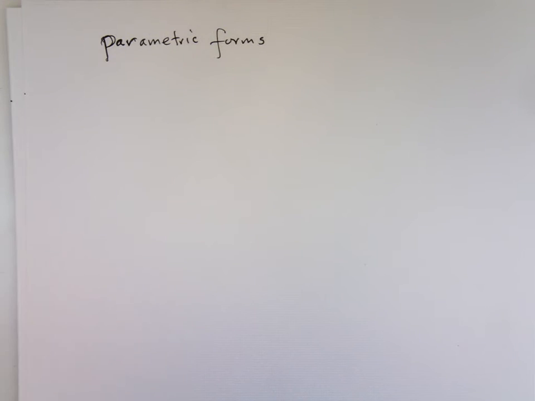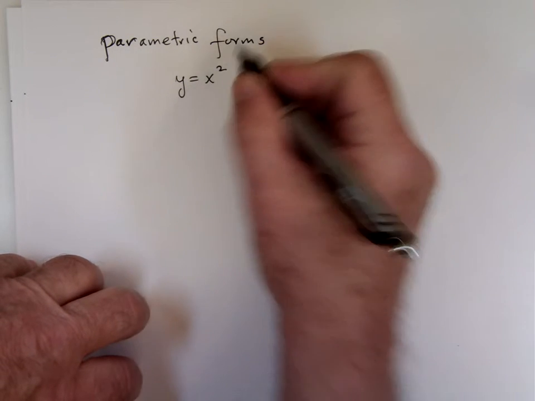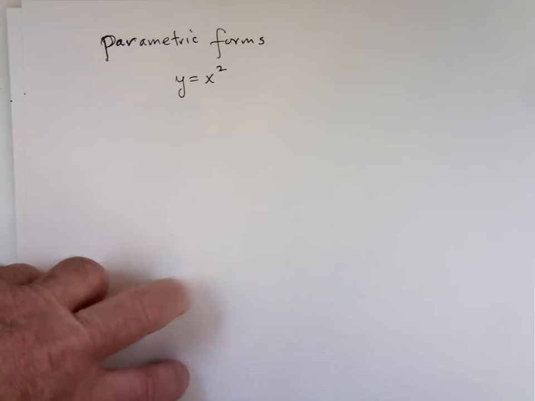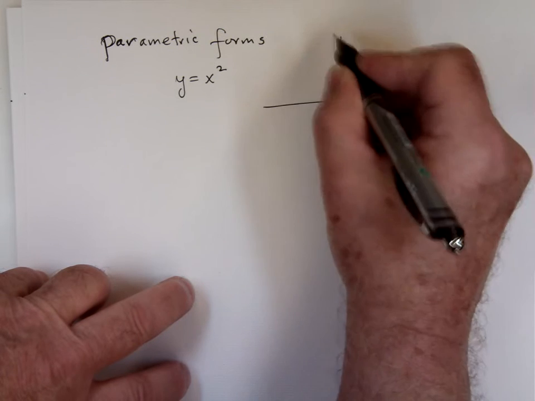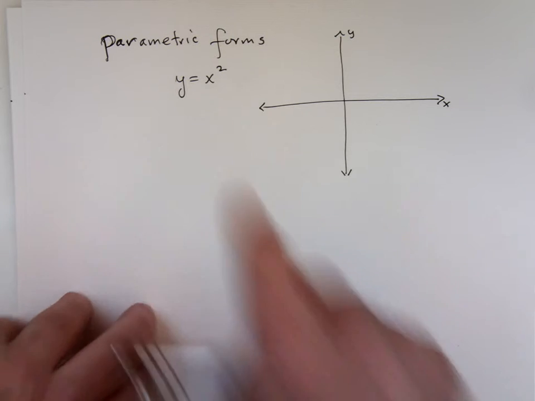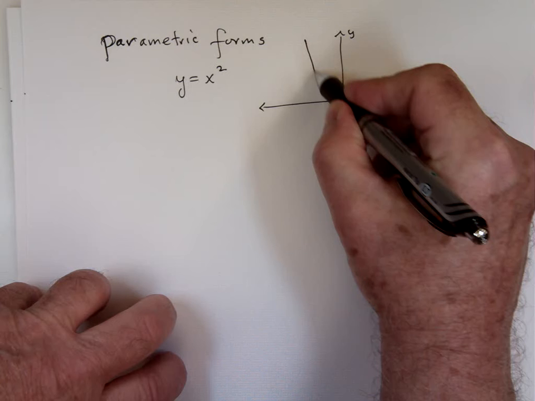All right, what the heck are parametric forms? That's when the relationship between two variables, x and y, is expressed in terms of a third variable called a parameter. For example, if you have y equals x squared, that's how we traditionally define a relationship between y and x. And we can do the graph of this, y equals x squared, which is the set of ordered pairs in the plane that make this equation true. And we get our familiar parabola.